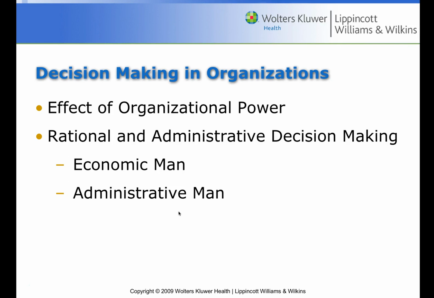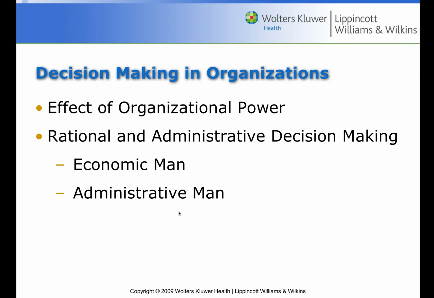Administrative man makes decisions that are good enough. Knowledge is sometimes fragmented. It may not be possible to predict all the alternative solutions, and they choose from fewer options. The final choice is satisfying, but not maximizing. So their goal is good enough, not a detailed analysis of the issue and coming up with the best option.